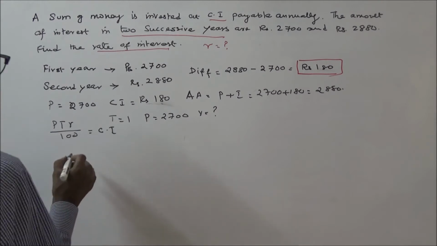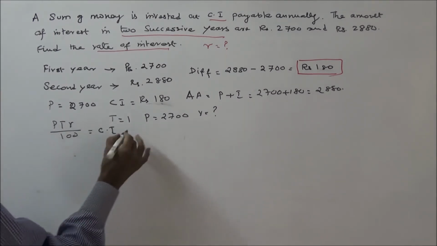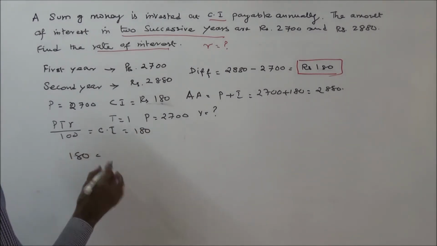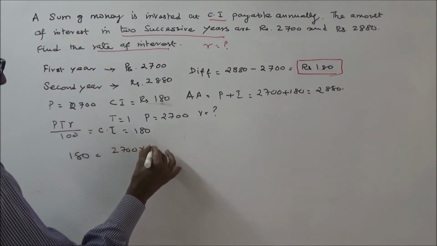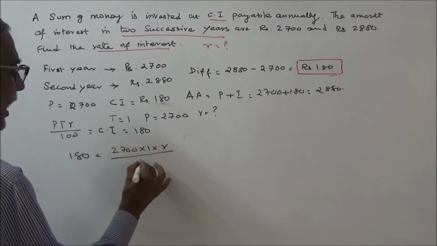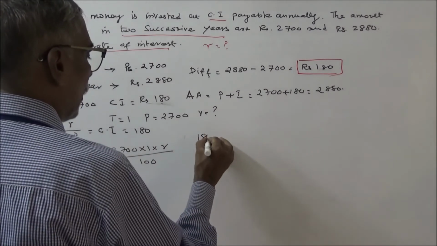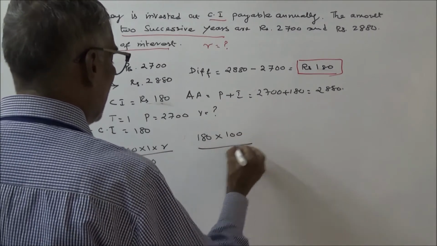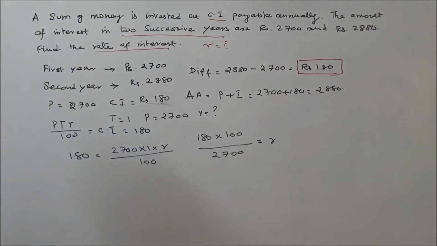So this amount is 180 rupees. Okay, 180 is equal to what is P? 2700 into 1 into R divided by 100. Okay, simplify it. 180 into 100 divided by 2700, that is equal to R. Okay, so that is the R.